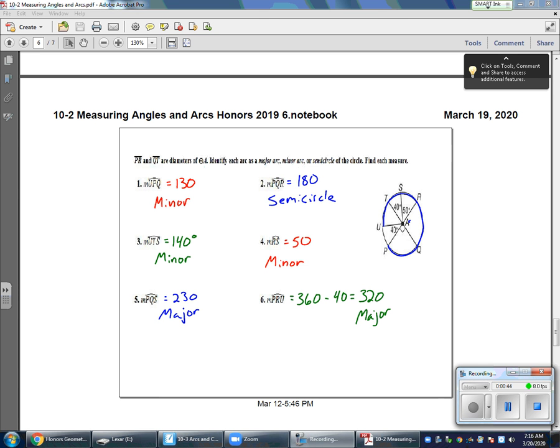Just a quick reference, I think what I did was I found the measure of UTR, and UTR is 140, but I'm not 100% sure. All I know is that I was wrong. Right? So again, number 3 there should be 90 degrees. That is still a minor arc.